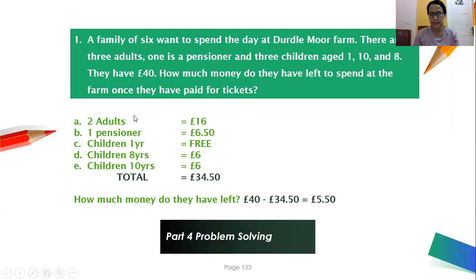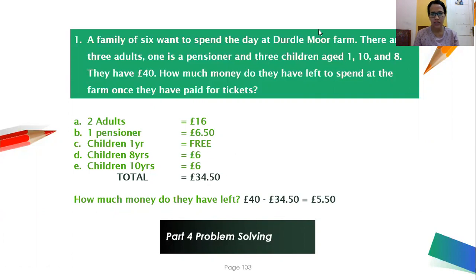The price is 8. So we times 2, and then we got the total here, 16 pounds. And then one pensioner is 6.50 pounds. Children under 2 years is usually free admission. Okay. Next, children 8 and 10 years, a total is 12 also, or you can separate them as 6 and 6 also. And then we have the total here as 34.50.